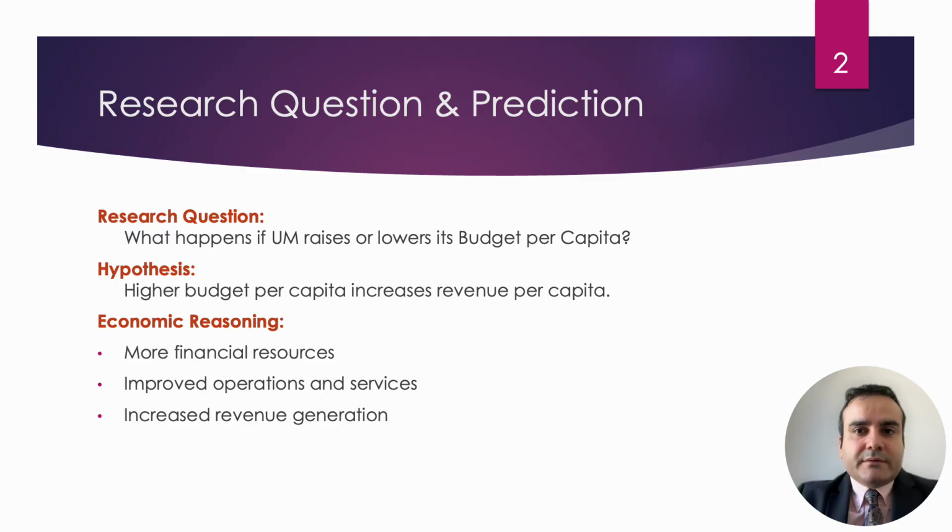The central question of this study is: what happens if Universal Motors raises or lowers its budget per capita? Our hypothesis is that a higher budget per capita will increase revenue per capita. The economic reasoning behind this prediction is straightforward. When more financial resources are allocated per capita, the organization can improve operations, invest in infrastructure, enhance service quality, and potentially expand marketing efforts. These improvements should lead to higher revenue generation.